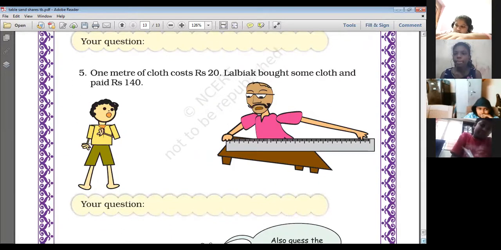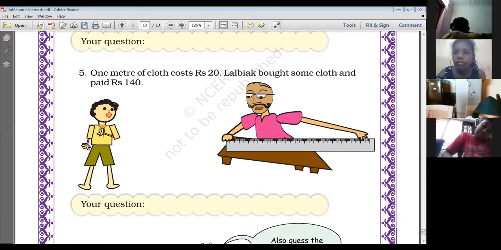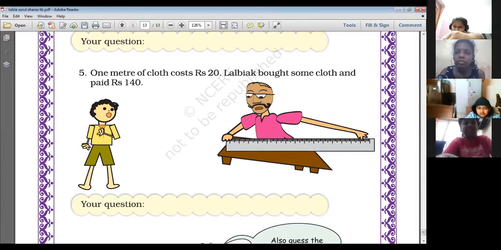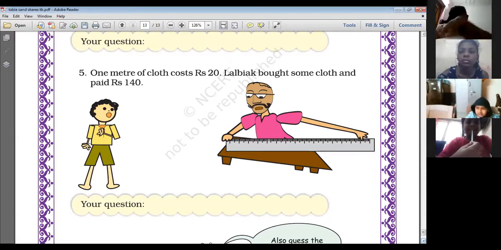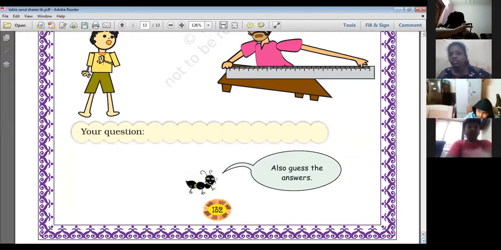Next one. 1 meter of cloth costs rupees 20. Lalbhai bought some cloth and paid 140 rupees. Now make your question. How many meters of cloth did Lalbhai buy? Okay, so you are able to write the questions also. Very good.